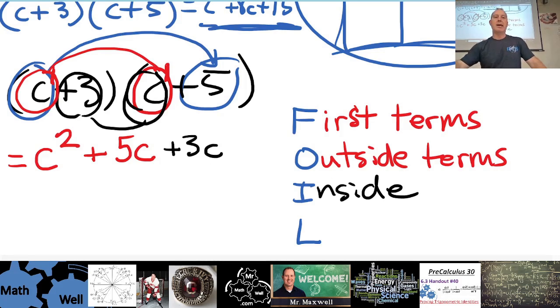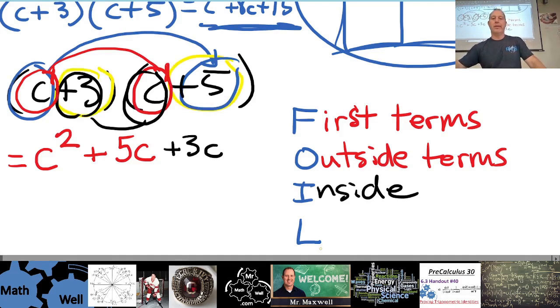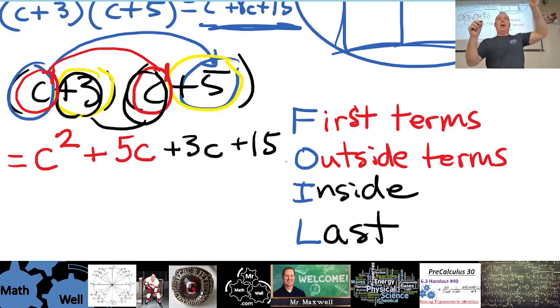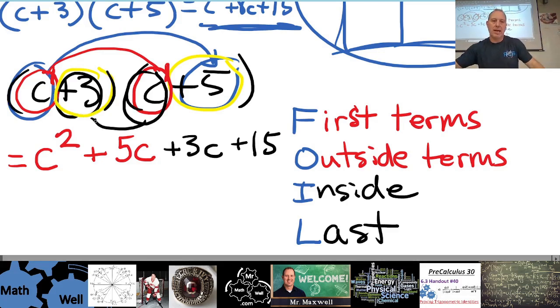Okay, finally, I'm going to go with this 3. What color should I use? Yellow. This 3 times this 5, and those terms are the last terms. Very good, the last terms. We multiply the last terms, and 3 times 5 is 15. Notice we have a constant now. There's no variable in that one. Okay? So first terms times outside terms times inside terms times last terms. And you will see me draw arrows or lines connecting to above and then to below. That's the way I show it.